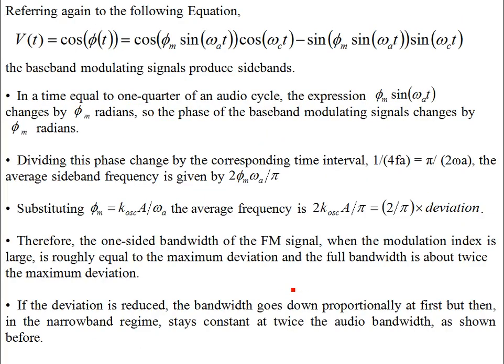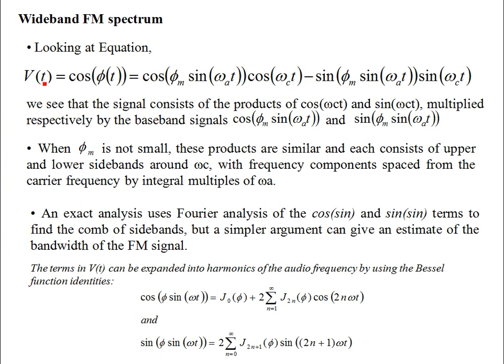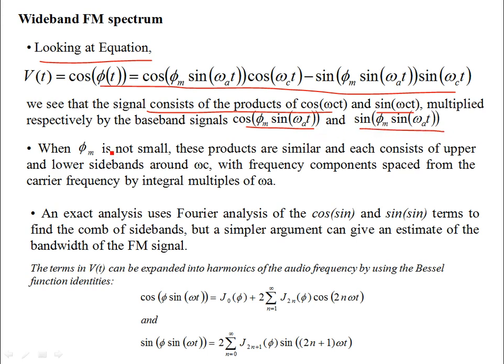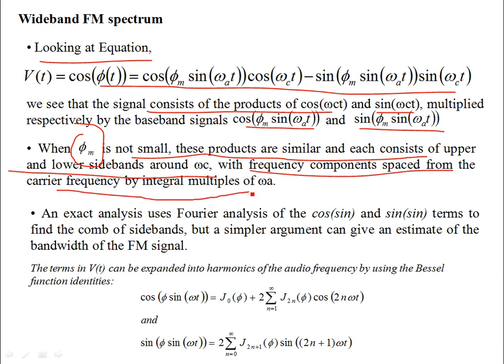So exactly what happens in wideband FM? You look at the equation again for the FM signal. These are cross product terms. Now we see that the signal consists of the products of cosine and sine being multiplied by the cosine of sine function and the sine of sine function. So when the modulation index is not small, these products are similar, and each consists of sidebands around omega C, with frequency components spaced from the carrier by integral multiples of omega A.